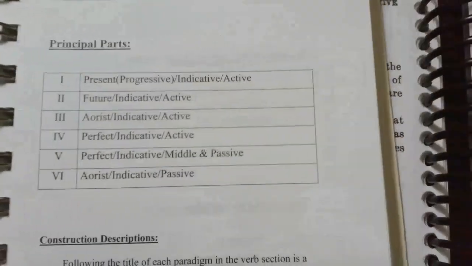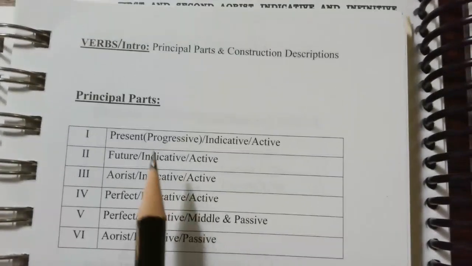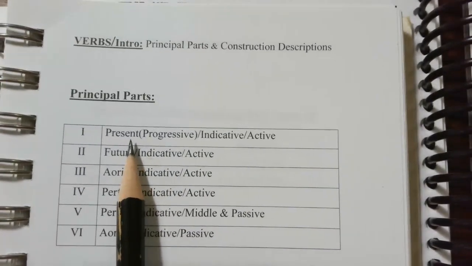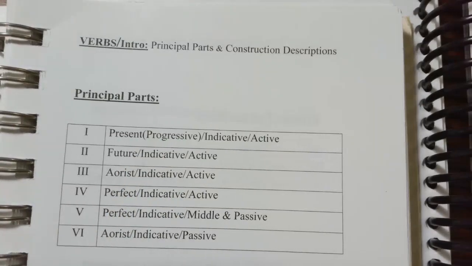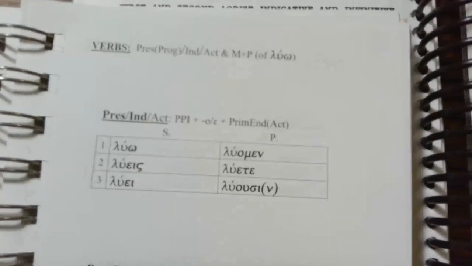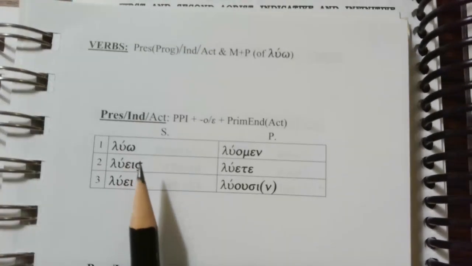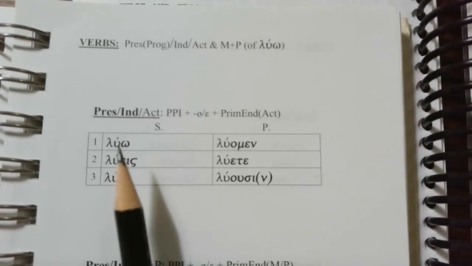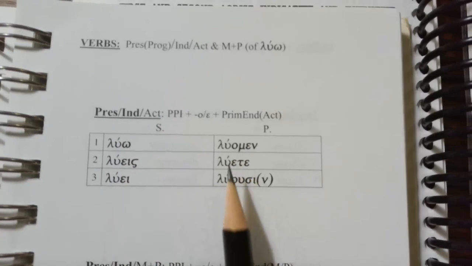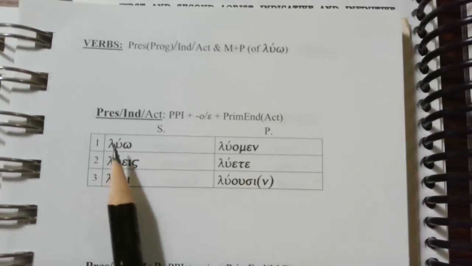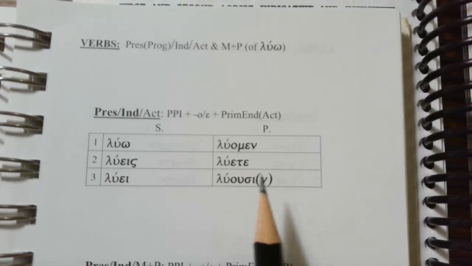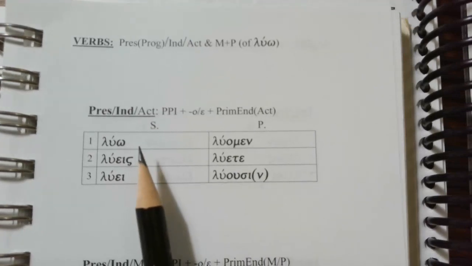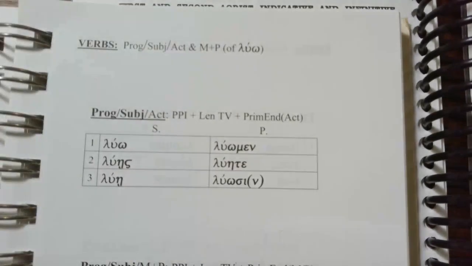Okay, so the imperfect is going to be built on the present stem. For example, let's look at an example here. We have the present tense: luo, lueis, luei. You have lu as the root of this word. This is the present tense, present stem, first principal part. This is going to be the first entry you see in the dictionary.